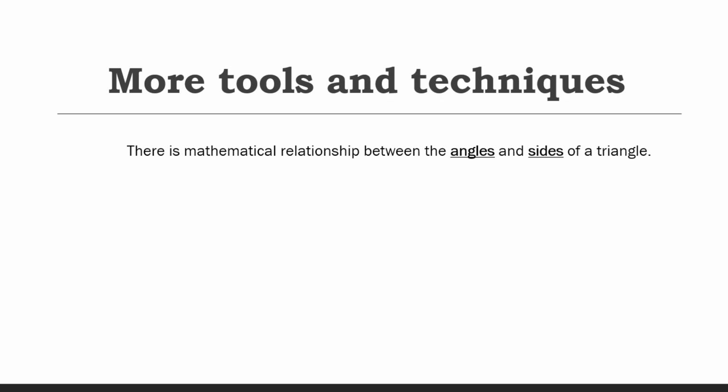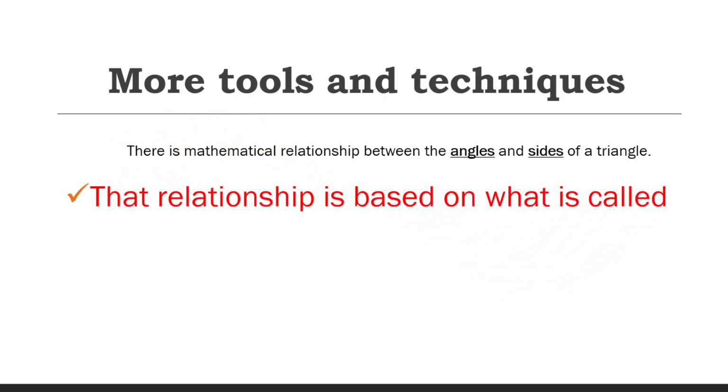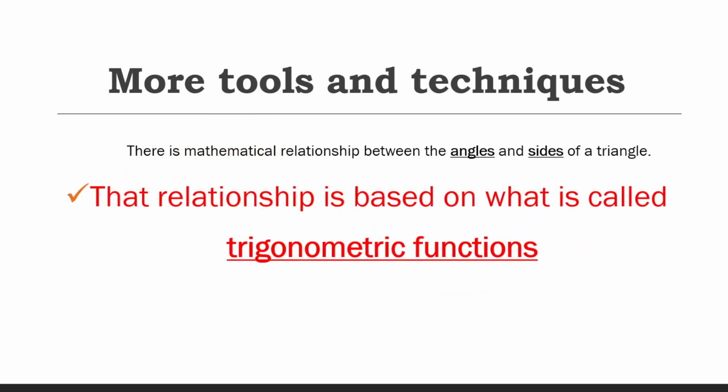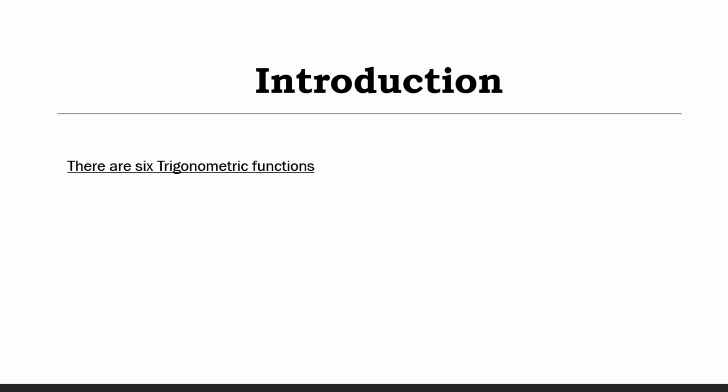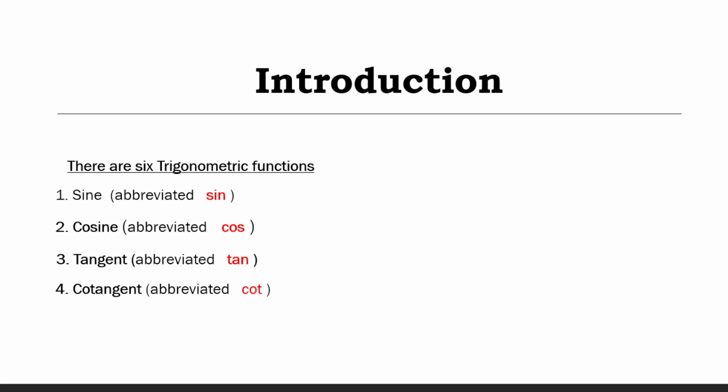We also learned that there's a mathematical relationship between the angles and the sides of a triangle. That relationship is based on what is called trigonometric functions. There are 6 trigonometric functions. 1, sine, abbreviated sin, which is also pronounced sine. Cosine, abbreviated cos. Tangent, cotangent, secant, and lastly cosecant.